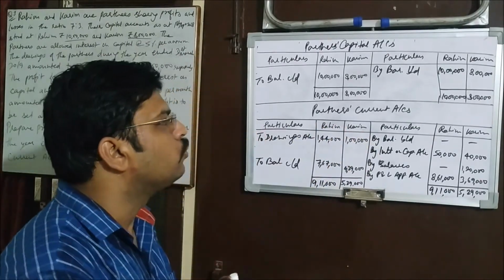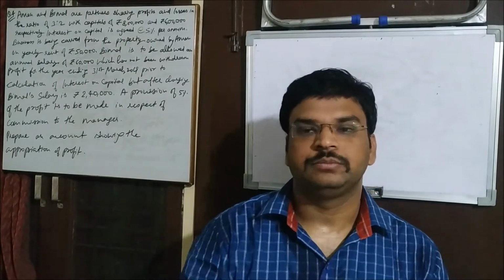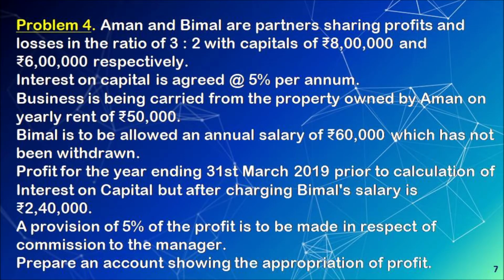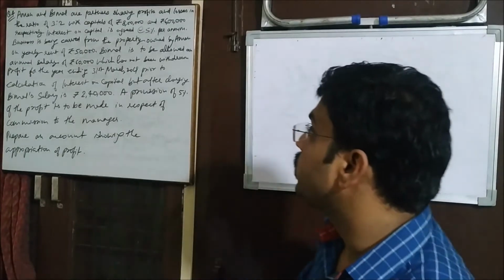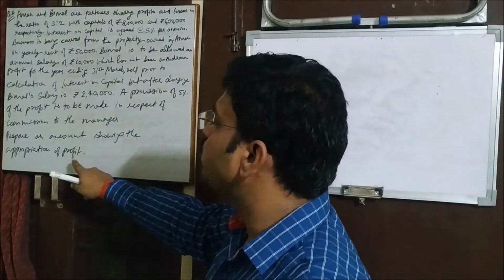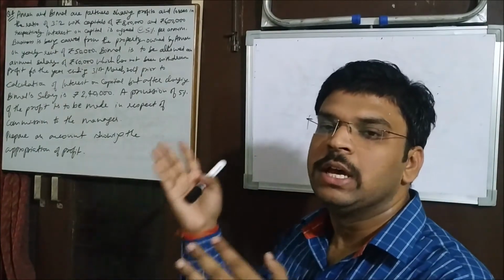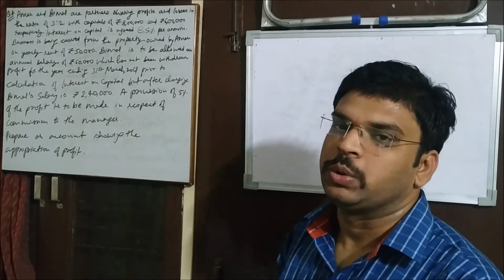Now we are going to move to another question. You can see the question on your screen. I have written the question here. So let's start. Prepare an account showing the appropriation of profit. Appropriation of profit means it is hinting towards the profit and loss appropriation account, right?